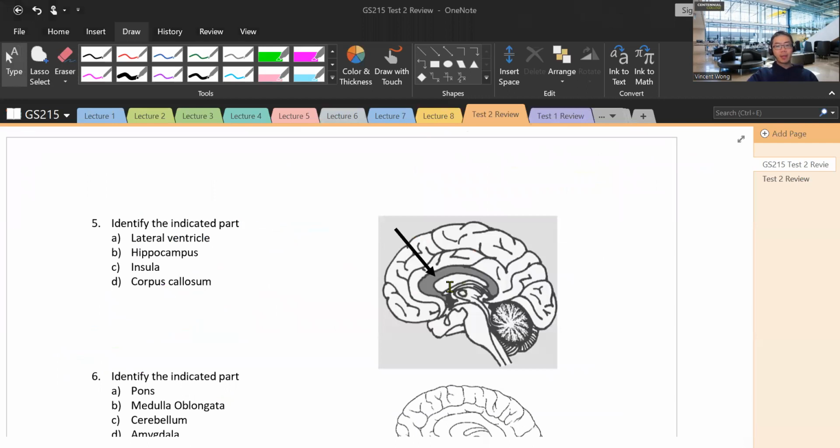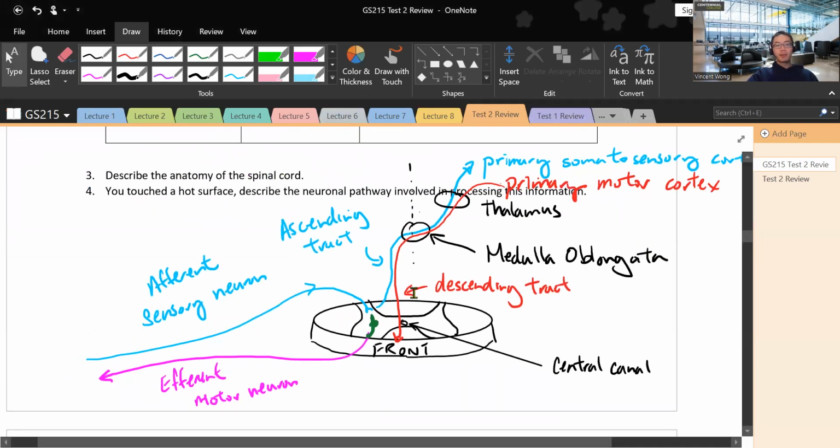Identify the indicated part. Professor, yes, Mohammed. We didn't complete number 4, last page. Yeah, describe the anatomy of the spinal cord, right? We kind of did everything in the same diagram. No, number 4, not number 3. Oh yeah, when you touch a hot surface, describe the neuronal pathway, right? So you touch the hot surface, that information is going to travel through the sensory neuron, and it's going to go up to the brain at the same time that it's going to go back out through all these. That's basically the pathway, right? Yeah, I got it. Okay, thank you.